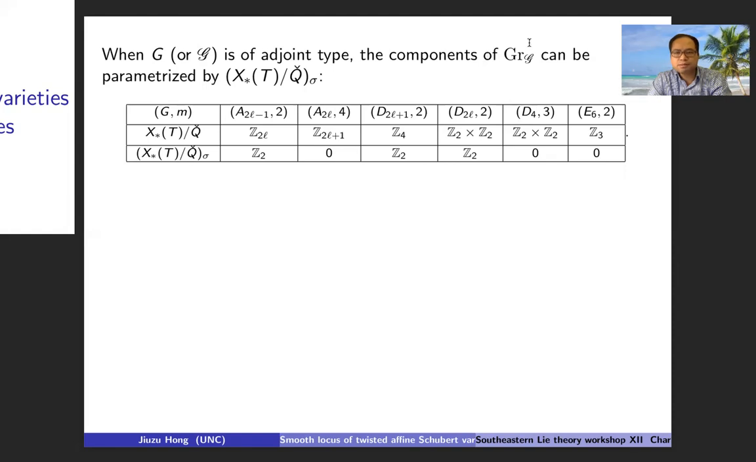In this case, we also can describe the components of the twisted affine Grassmannian. So this is the data we start with, type ADE, and then m is the order of the standard automorphism. Then this is the coinvariant lattice, the quotient of the coroot lattice Q check. Okay, and then you take the coinvariants. So the components are exactly parameterized by the elements in this coinvariant. So for example, for type A_{2l-1} with order 2, there are 2 components. In the case of A_{2l} and order 4, there's only 1 component, and so forth.